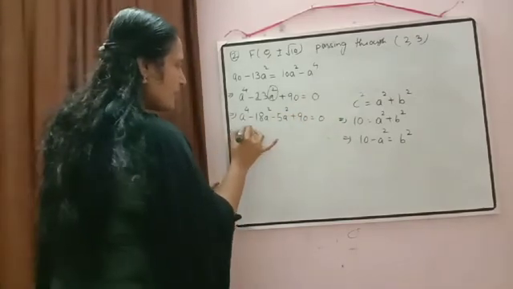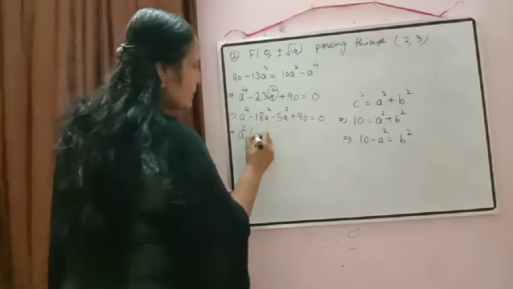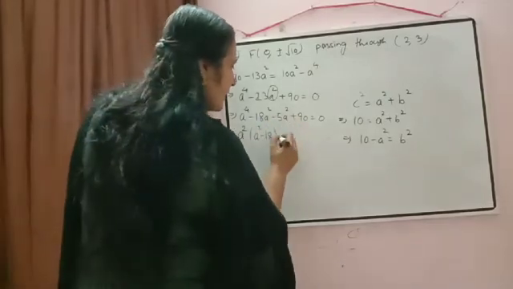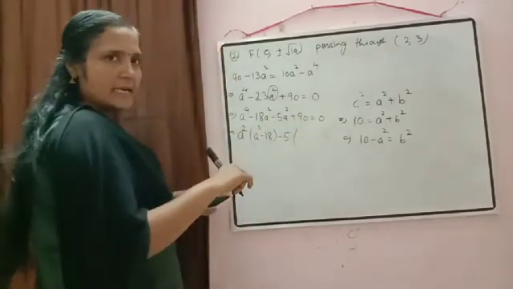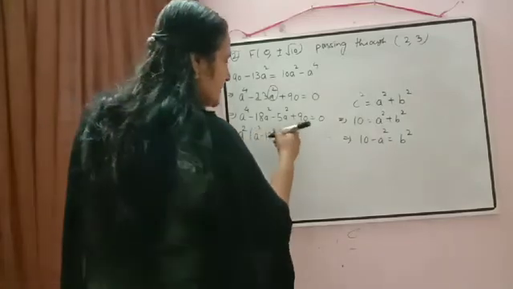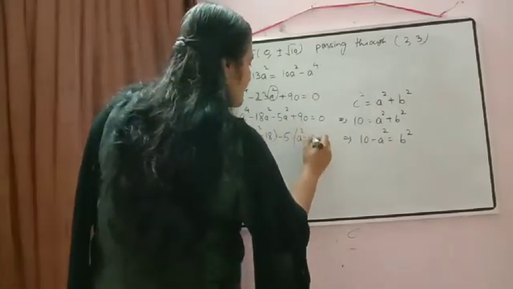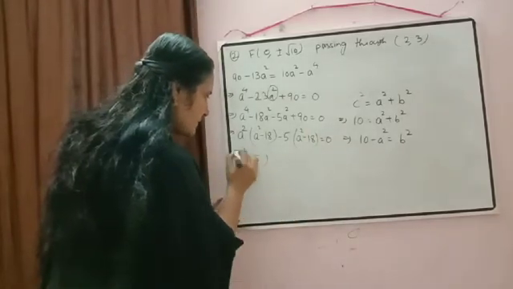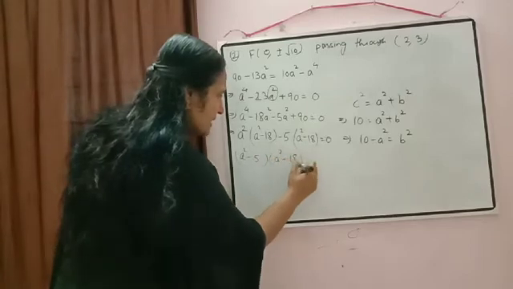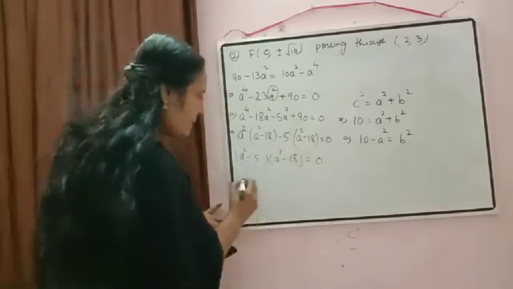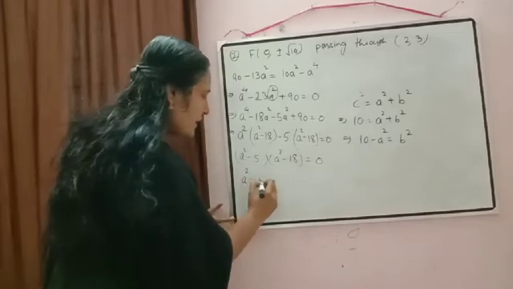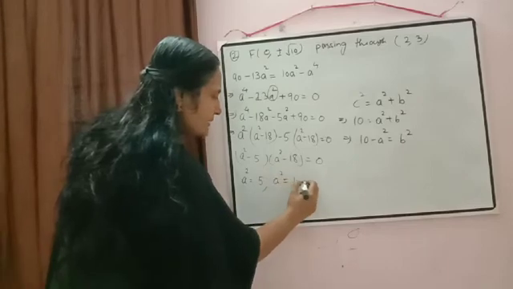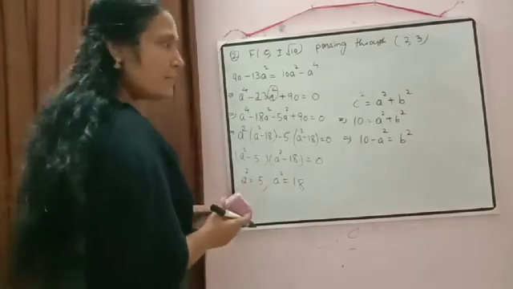What is the common factor here? a square taken common. Inside the bracket what will come? a square minus 18. Here what is the common factor? Minus 5. When you are taking a negative number outside, change the sign there. It will become a square minus 18 is equal to 0. So a square minus 5 into a square minus 18 is equal to 0. So from here what are the possible values of a? a square is equal to 5 and a square is equal to 18. Since both are positive, we can take both the values there.